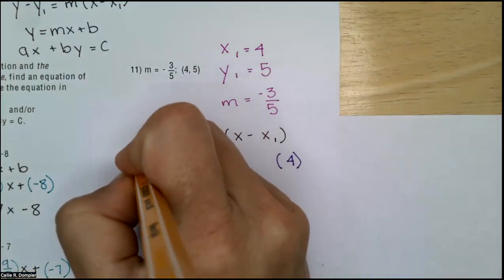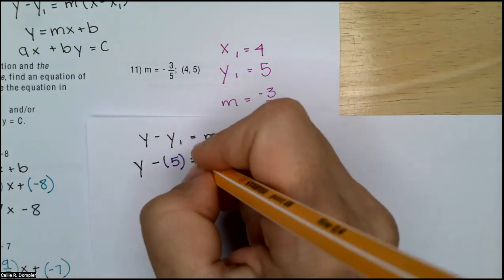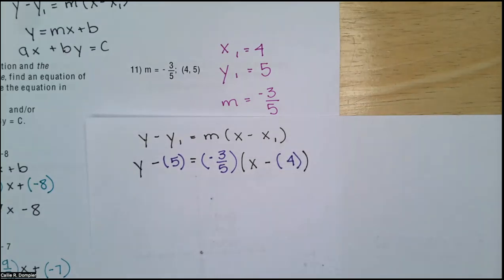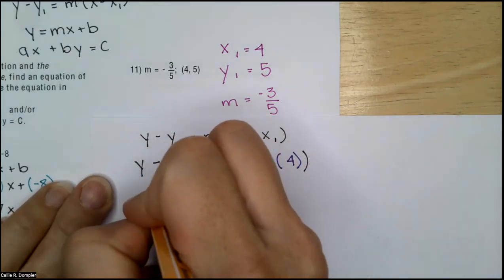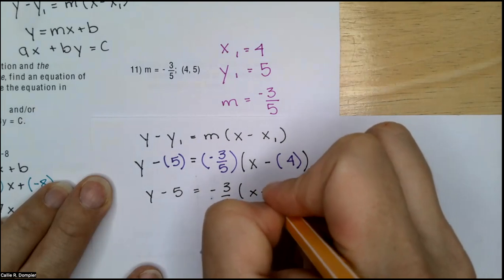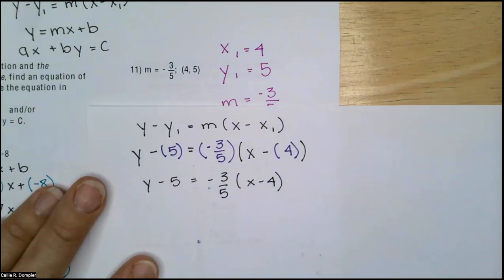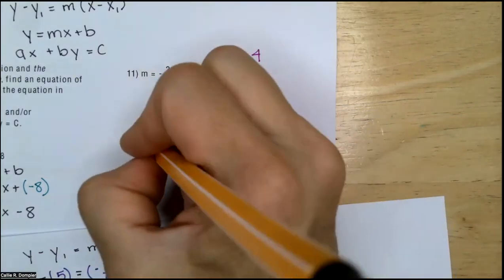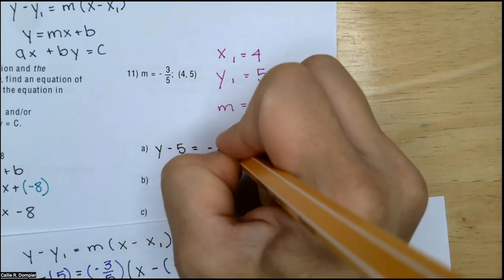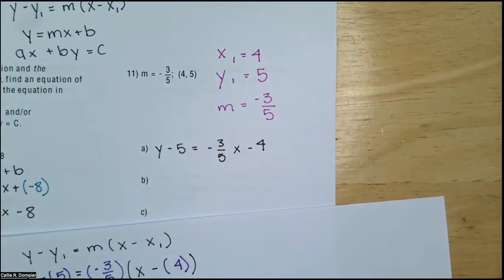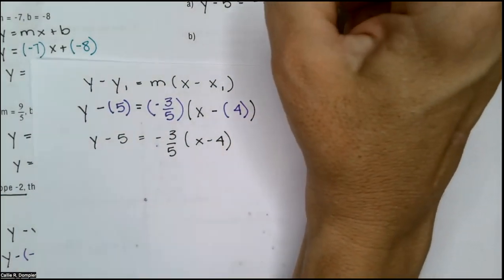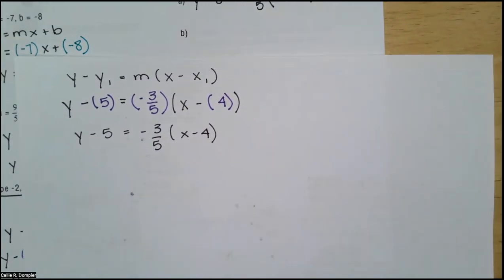I substituted those, but I still need to keep the rest. Y minus 5 equals m times x minus 4. Okay, simplify. Y minus 5 equals negative 3/5 times x minus 4. What can I do now? That is point slope form. Good. However, oops, it's not. That is. Do not forget the parentheses.